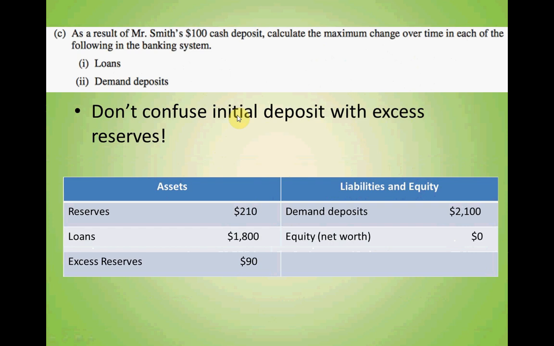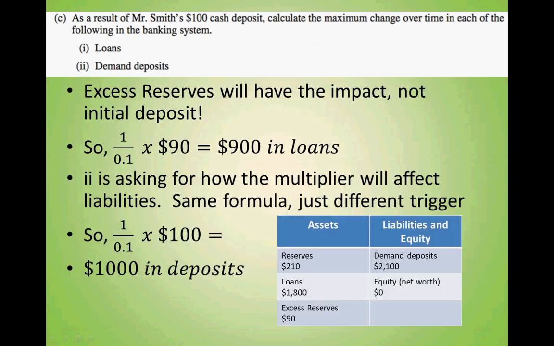So they want to know what this $90 is going to do. What's this $90 going to do? That's what they're asking right here for loans. Well, how can we possibly figure out the change over time in the banking system of $90? Well, you might have put pieces together already, but we could probably use the money multiplier, right? And we could figure out how this money is going to propagate and how this new money in the money supply is going to increase and spread and expand. So excess reserves are going to have the impact, not the initial deposit.